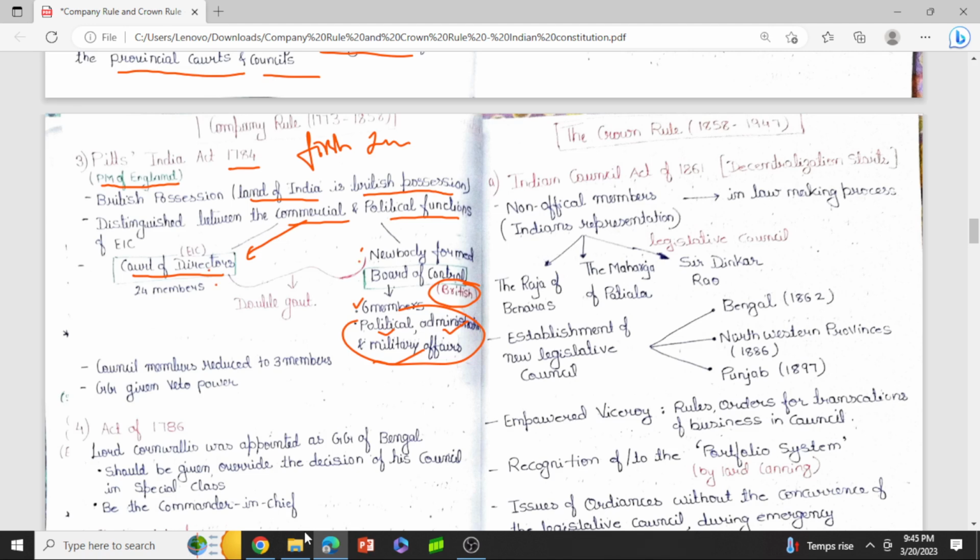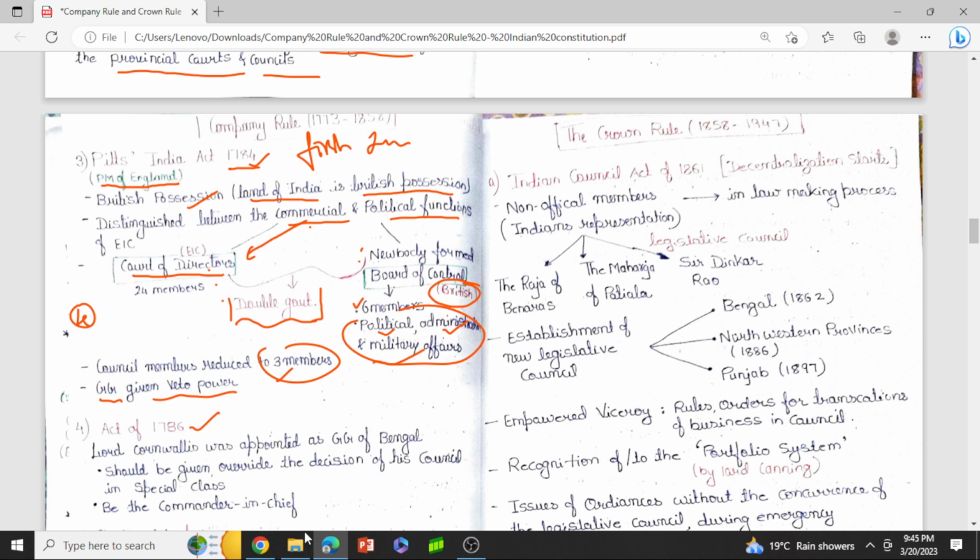This introduction or division of commercial and political functions is called double government. So if you have a question in the exam, in which year the double government was introduced or when the commercial and political functions were distributed, it was 1784. Here the council members were reduced to 3. Earlier there were 4, now 3, and the Governor General was given the veto power. Clear? So 1784 was the year when the double government was introduced for the first time and British possession of India was declared.